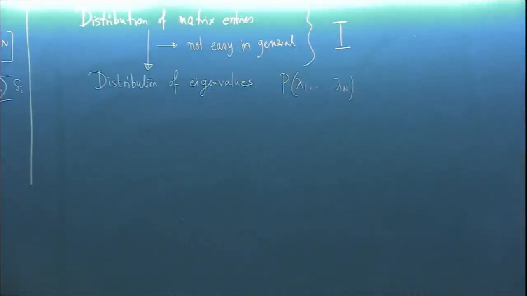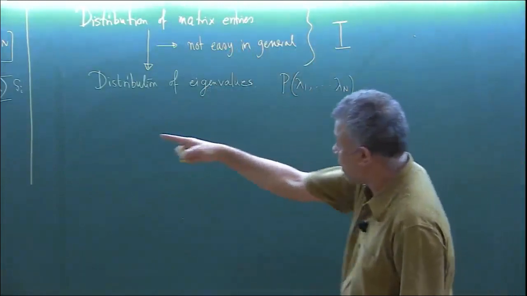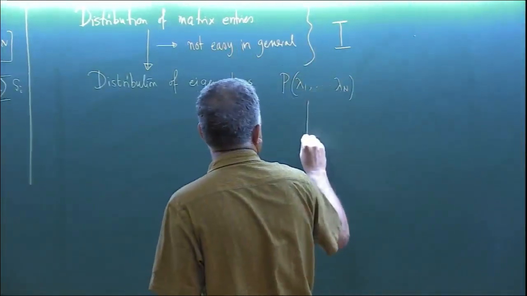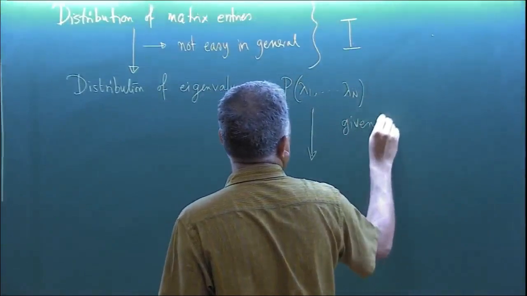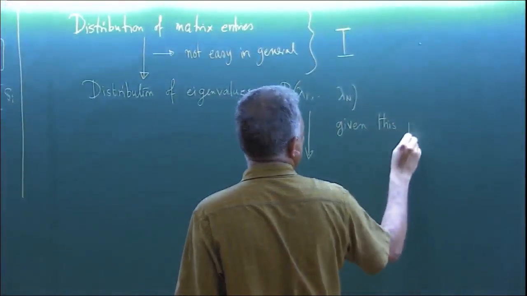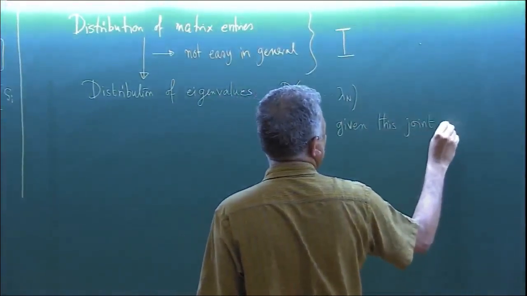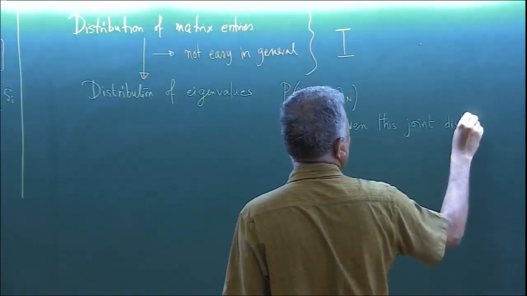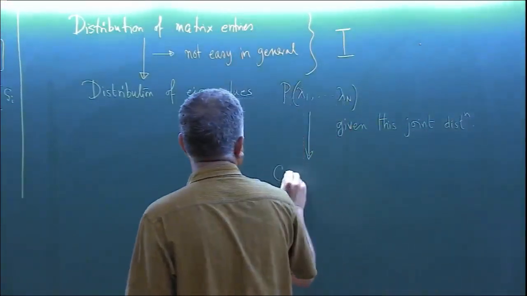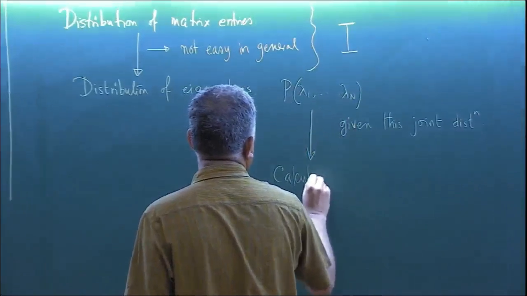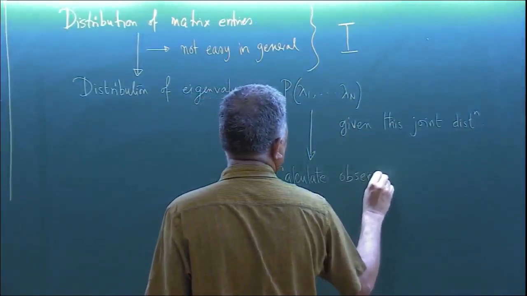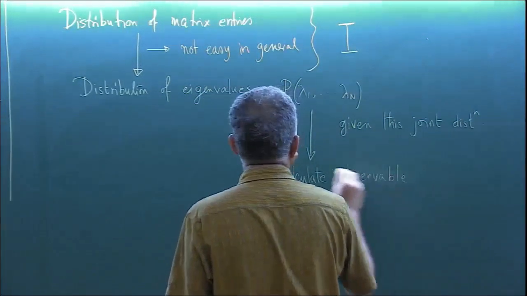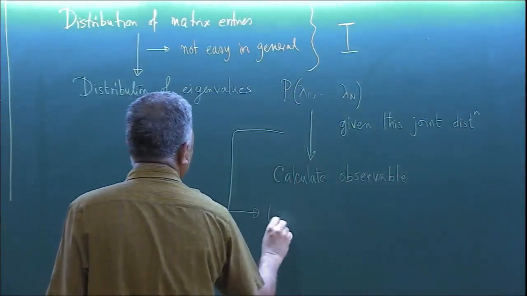But then there's a second step, which is that, given this joint distribution, like we have here, you calculate observables. This is more like an equilibrium stat-mech problem.